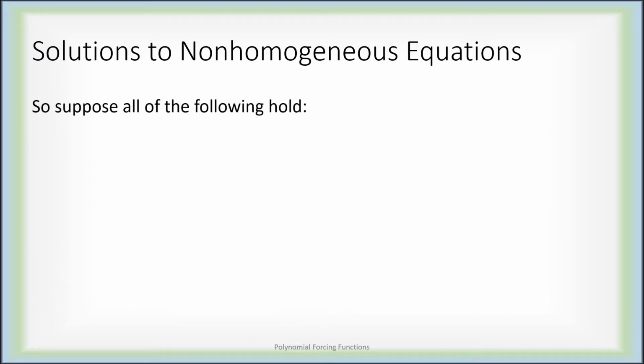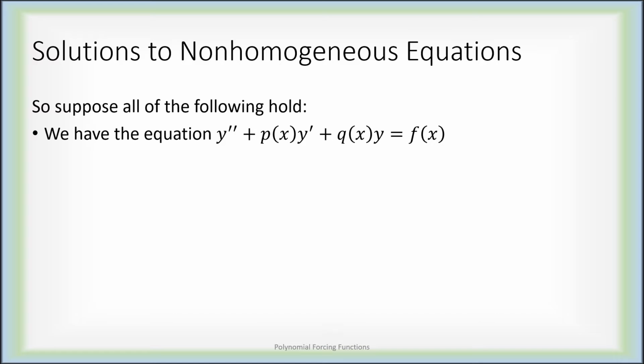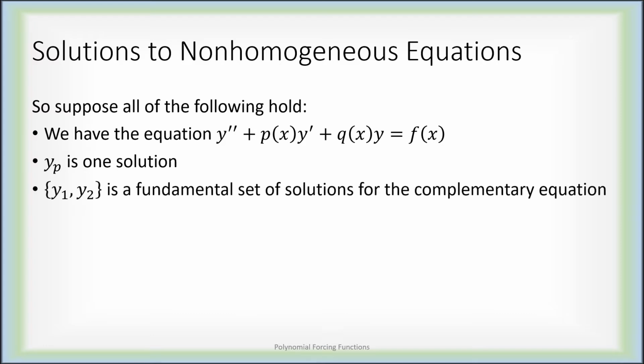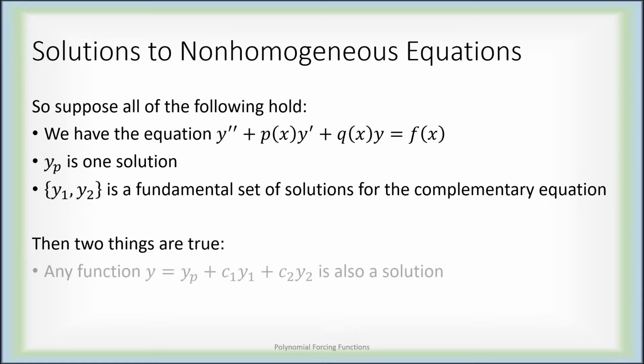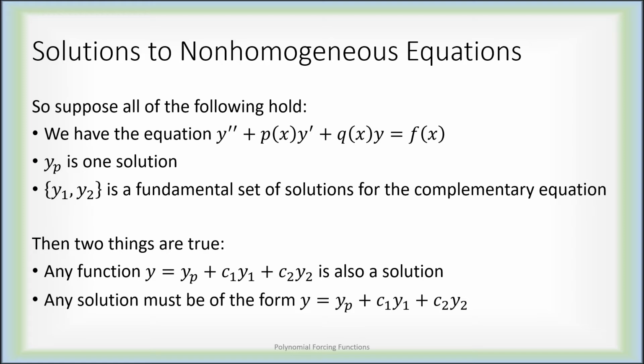So suppose we have all of the following. We've got our original differential equation, which is presumably not homogeneous. And y sub p is one particular solution that we managed to find. We also suppose that y1 and y2 are a fundamental set of solutions to the complementary equation, which is homogeneous. Then two things hold. Any function which is a linear combination of y1 and y2 plus the single y sub p that we managed to find will also be a solution. And conversely, any solution which could be found must be of that form.